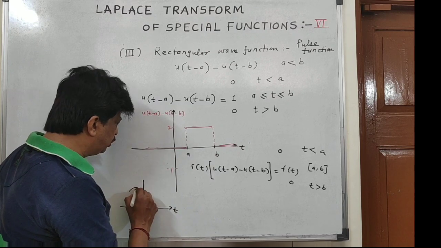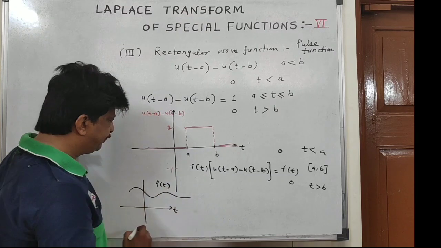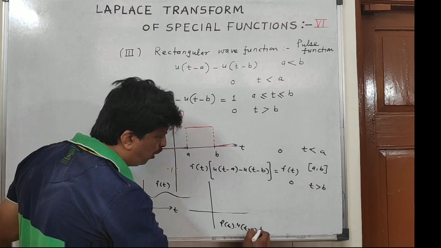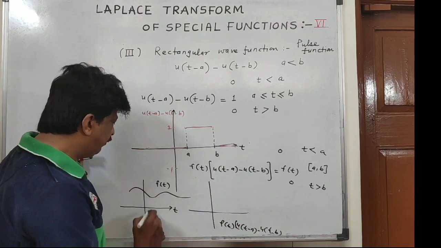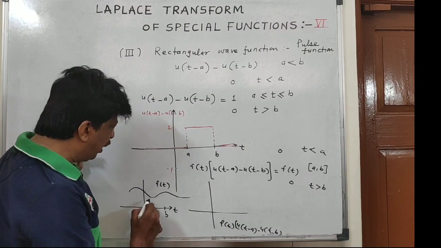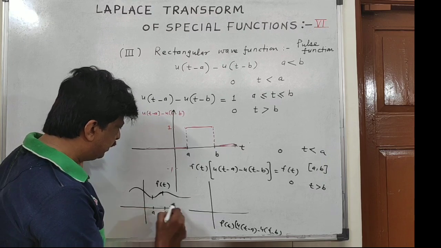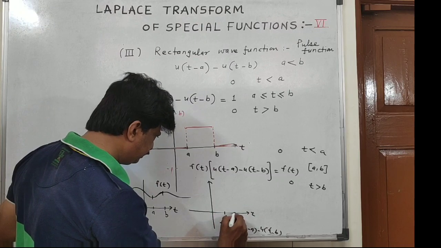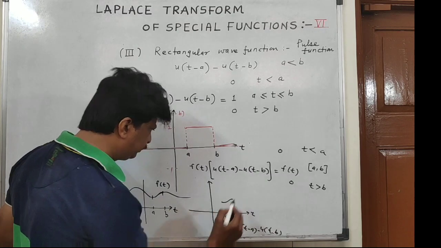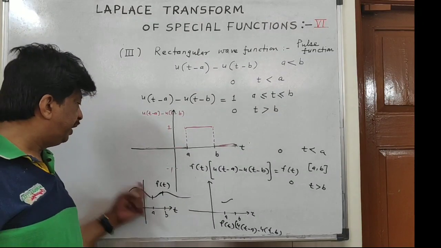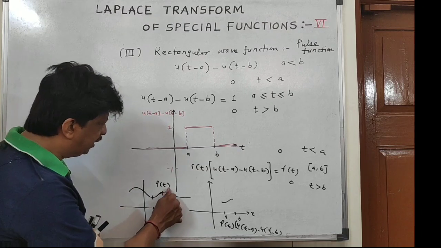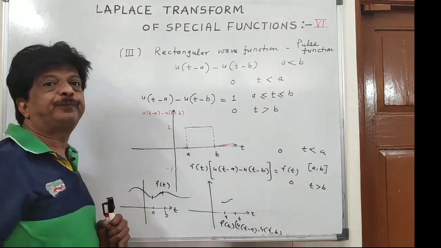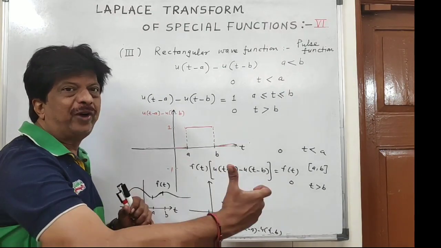For example, if this is the t axis and this is any plot of f of t, what would be the plot of f of t into u of t minus a minus u of t minus b? If this point is a and this point is b, it allows this portion of the graph, and rejects this much portion and this much portion. It allows only the portion of this graph of f of t from a to b. It allows only this signal, say from 4am to 5am.